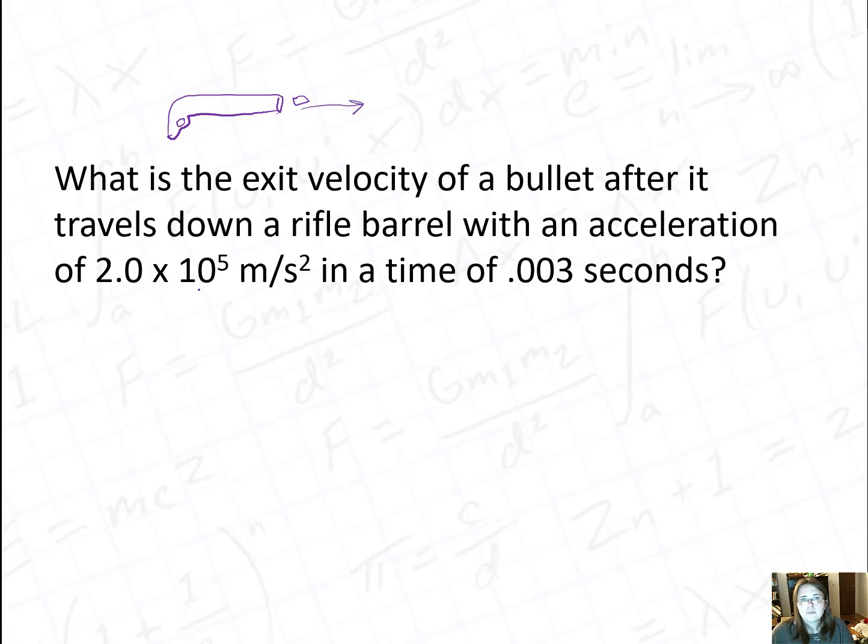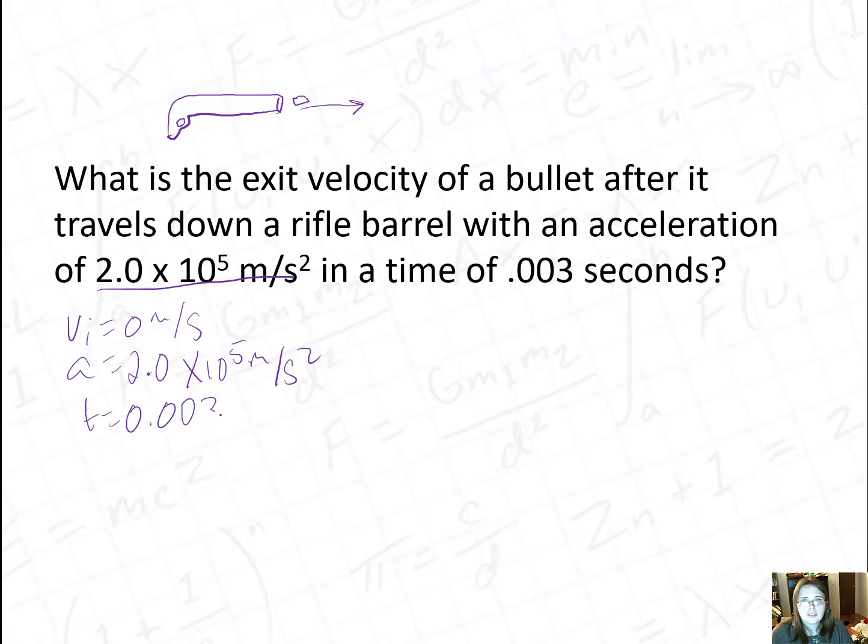And now we can write our knowns and unknowns. So the initial velocity is going to be 0 because the bullet's not moving to begin with. And then we have an acceleration of 2.0 times 10 to the 5th meters per second squared, and a time of 0.003 seconds. And we are looking for the exit velocity, and that's going to be the final velocity. So it's VF equals, I don't know.